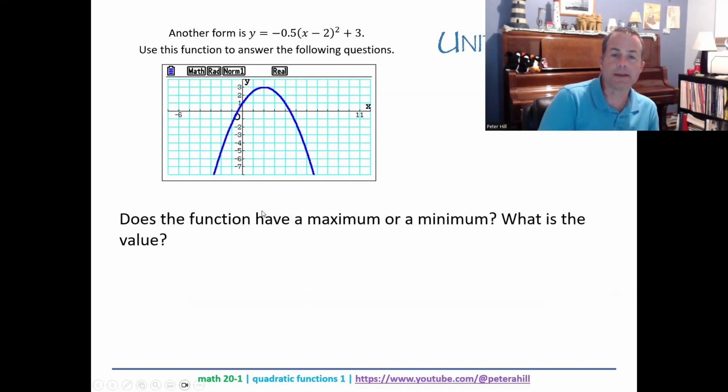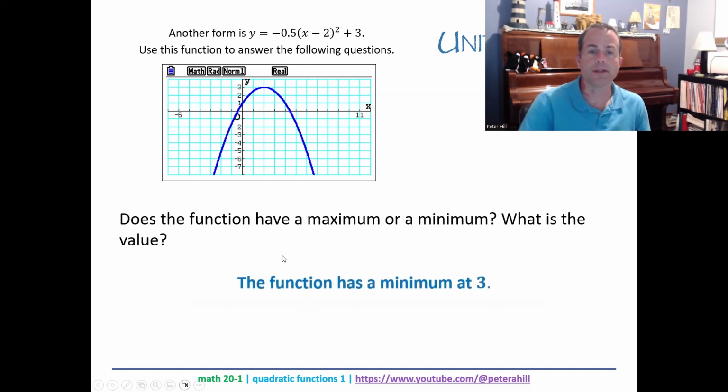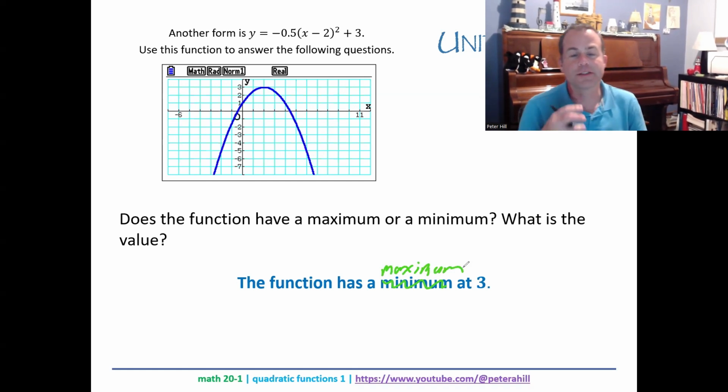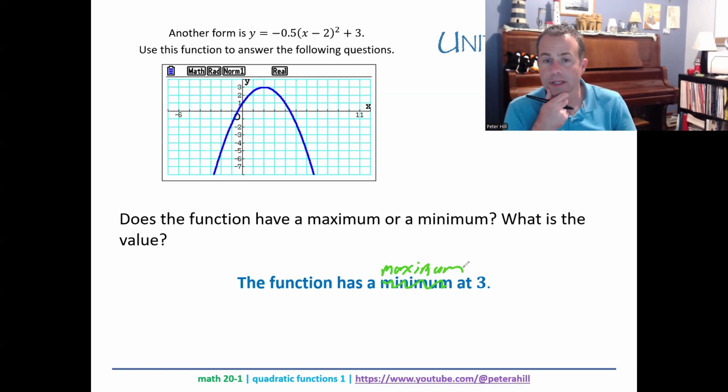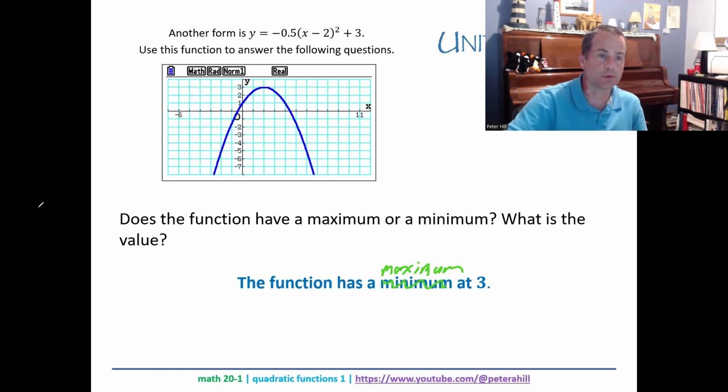Does the function have a maximum or minimum, and what is the value? This time the function has a maximum, it's got a top, and it looks like that value is sitting at 3. Okay, so the function, oh, that's a mistake. You know what? I copied and pasted from the other example. I apologize. That's a maximum. The function has a maximum at 3. Okay, maximum at 3.